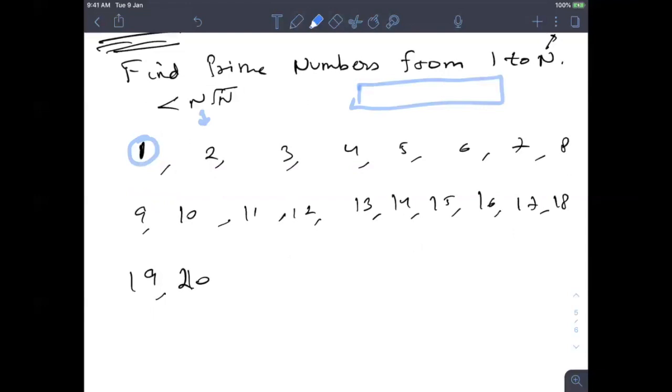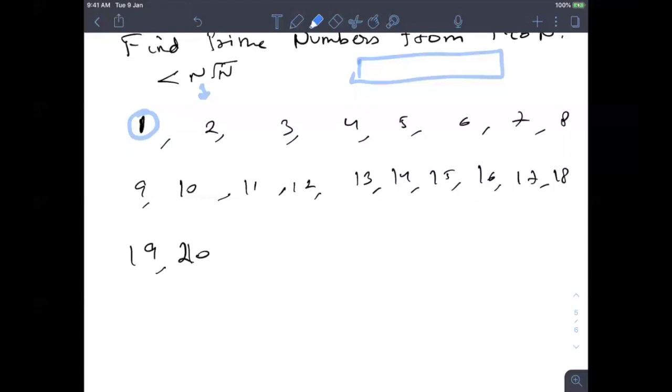But one thing now I can say: if 2 is a prime, then 2 into 2 will not be a prime number, right? Because it is divisible by 2. Similarly, 2 into 3 will not be a prime number. 2 into 4 will not be a prime number, and all the multiples of 2 will not be prime numbers. Now what I absolutely know is its multiples are not prime numbers. So I will mark them.